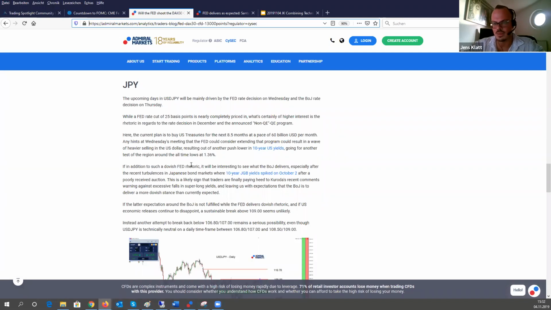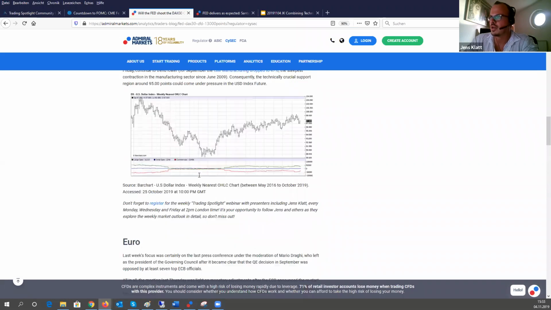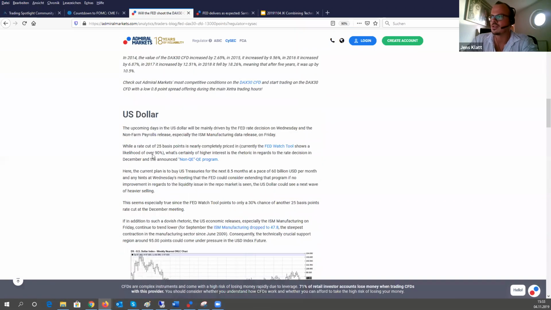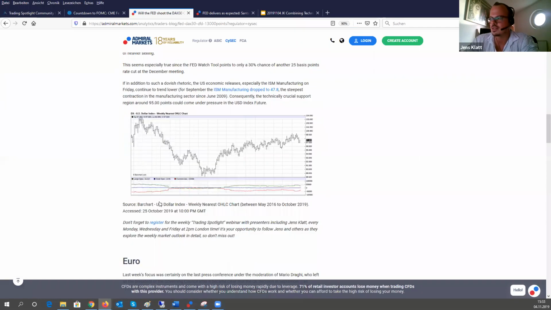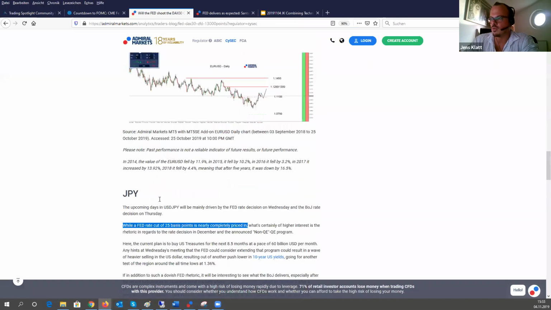So last week on Monday, that was before the Fed stated that they will cut rates, respectively before the BOJ came into play. And what you can see here is, I say, while a Fed rate cut of 25 basis points is nearly completely priced in. In fact, if we scroll a little higher, I think I have also a likelihood here. There's a likelihood of over 90%. So shortly before the Fed event itself, it was 100%. So the market expected by nearly 100% that the Fed will cut rates by 25 basis points.